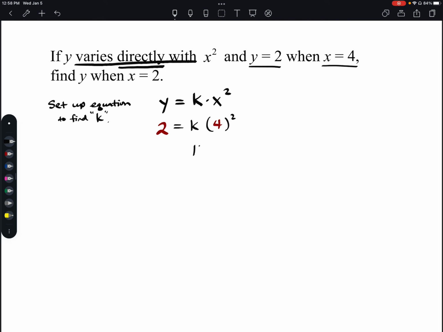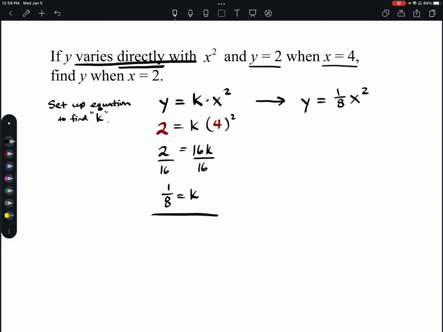So 4 squared is 16. 16k equals 2. So when we divide by 16, we get 1/8 equals k. Our constant of variation is 1/8. Now, what are we going to do with that? Well, we're going to take that 1/8 and substitute it into the equation. We've got y equals 1/8 times x squared.